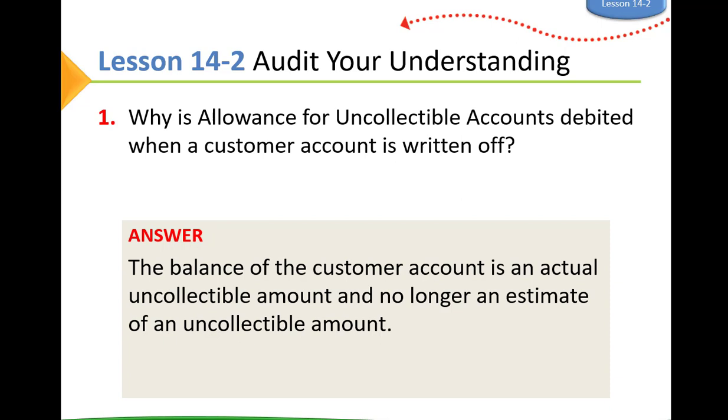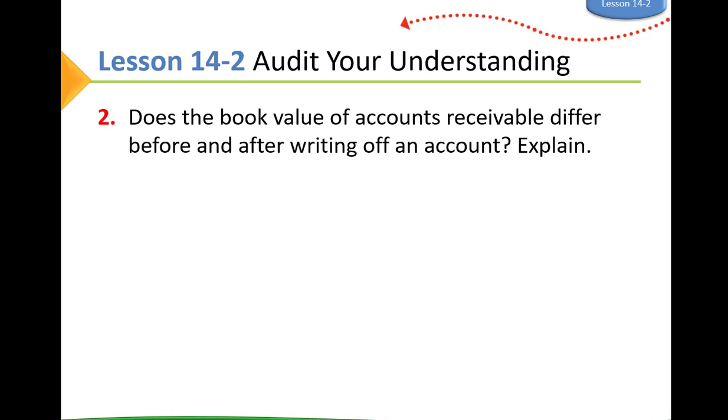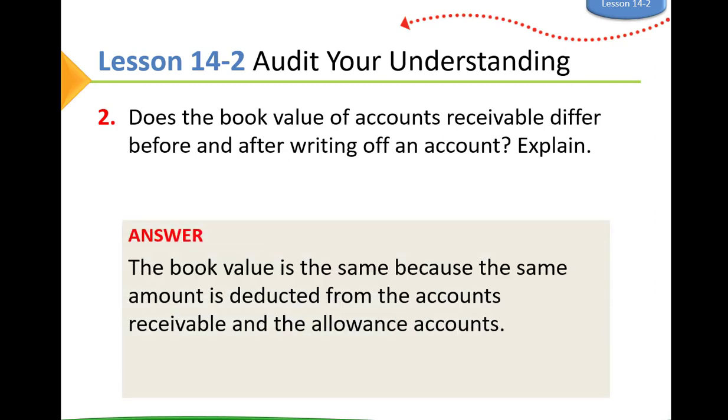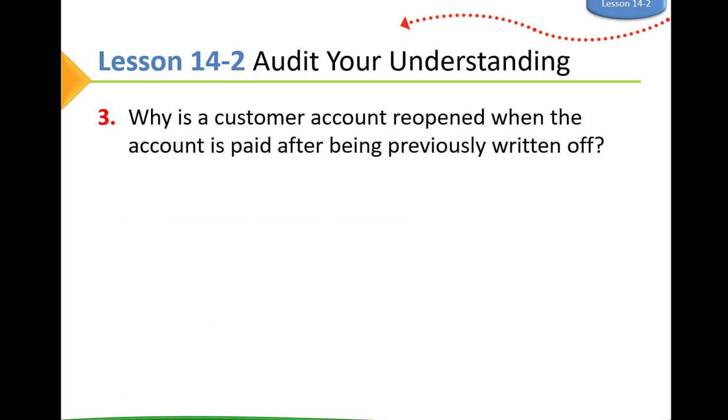The allowance for uncollectible accounts is debited when the customer is written off, to balance out the account, as it is an actual uncollectible amount, no longer estimated. Does the book value of the accounts receivable differ before and after writing off the amount? The book value is the same because the amount is deducted from both the accounts receivable and the allowance.